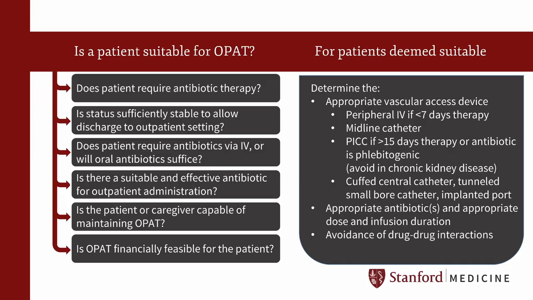It's also recommended that this be avoided in patients with advanced chronic kidney disease to preserve vessels for subsequent AV fistula formation. A third alternative is a cuffed central catheter or a tunneled small bore catheter or an implanted port. The appropriate antibiotic or antibiotics and appropriate dose and infusion duration, taking into account pharmacokinetics and pharmacodynamics, must be determined. There must be avoidance of drug-drug interactions, and finally, there must be a plan for the duration of therapy.